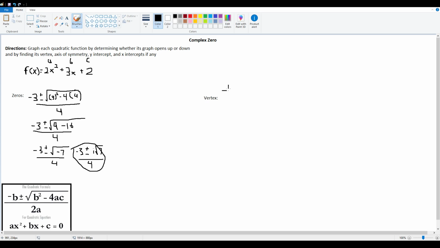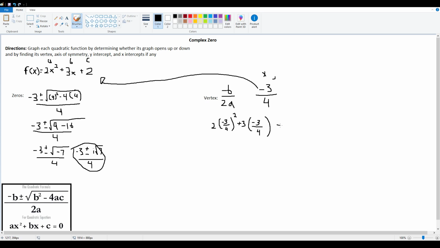The vertex formula is negative B over 2A. Again, we go back to our function. B is 3, so negative B would be negative 3, over 2A, which would be 4. So this will be the x of our vertex. To find the y, we'll plug the x into our function. So the formula will be: 2 times negative 3 over 4 squared plus 3 times negative 3 over 4 plus 2.